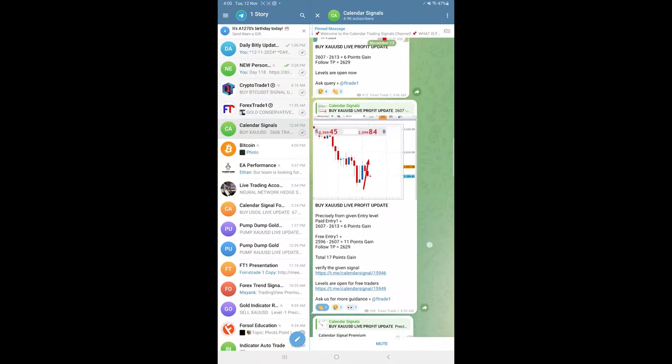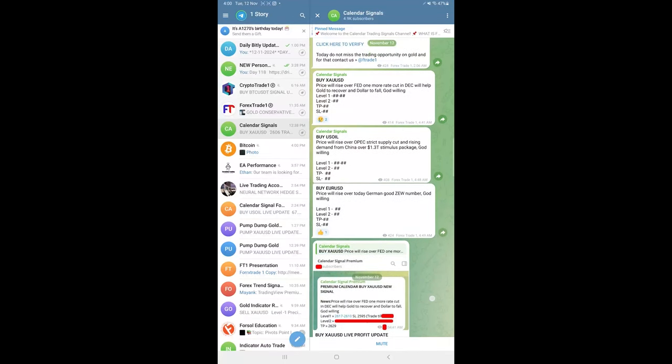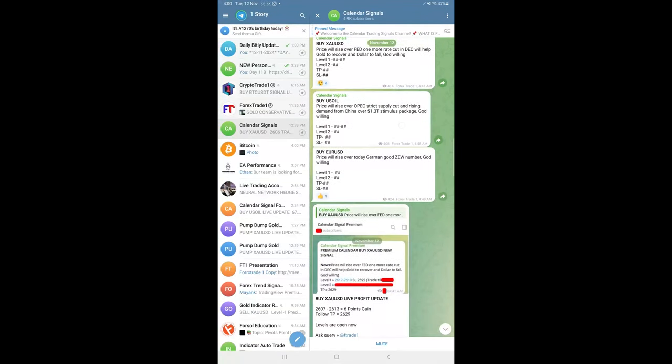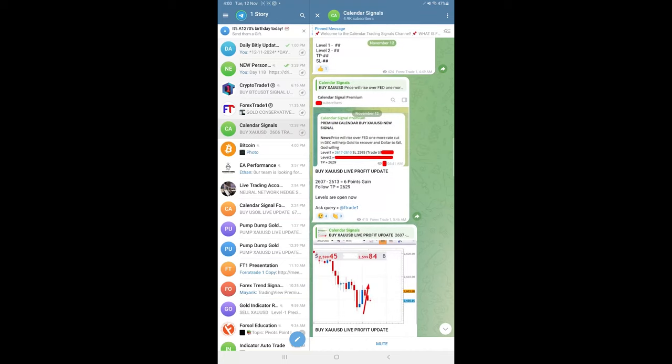Here's the performance for today's calendar signals. Today's date, 12th of November, and today we gave these three signals: buy gold, buy oil, and buy EURUSD. Out of three signals, gold and USOIL performed today, and this is the signal posted time, morning around 4:50 a.m. GMT. As per the GMT timeline, we posted the signal.